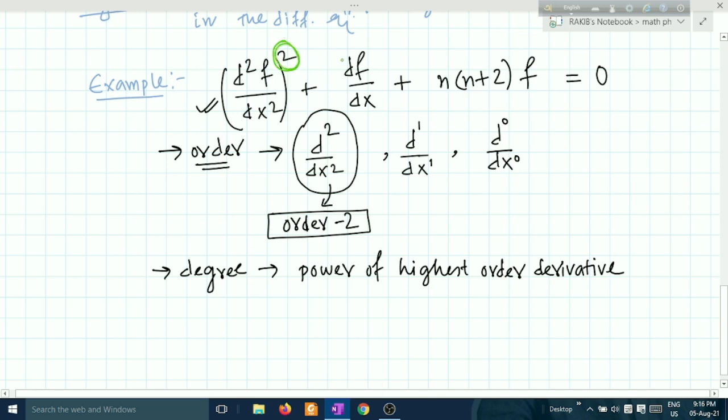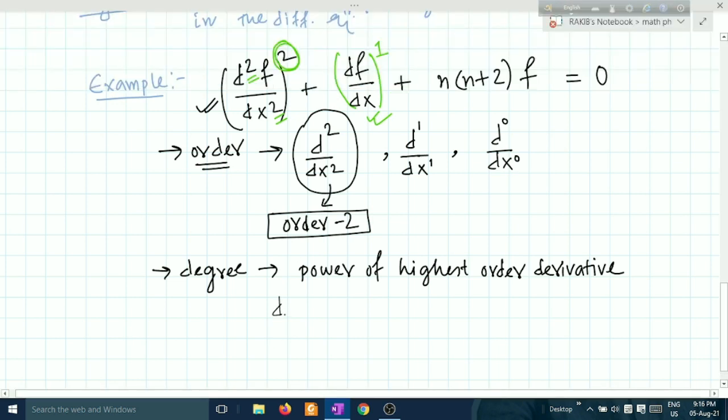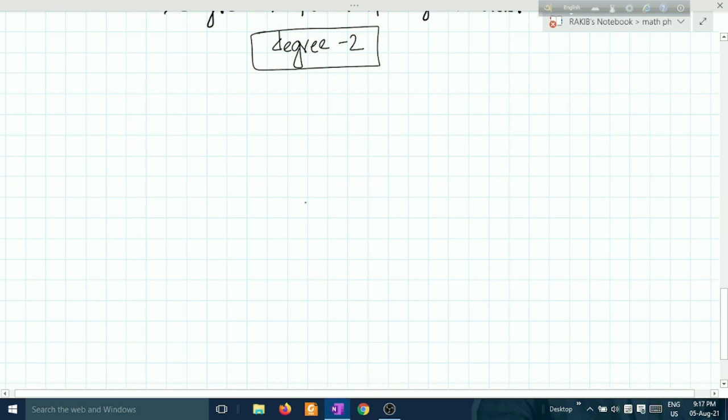And here you can see the power of this is 1. It is also a differential term, but not the maximum order differential term. Here the maximum order differential term corresponds to the second order, and the power of the second order differential is 2. Then what will be the degree here? The degree will be 2. This is the order and degree of a differential equation.